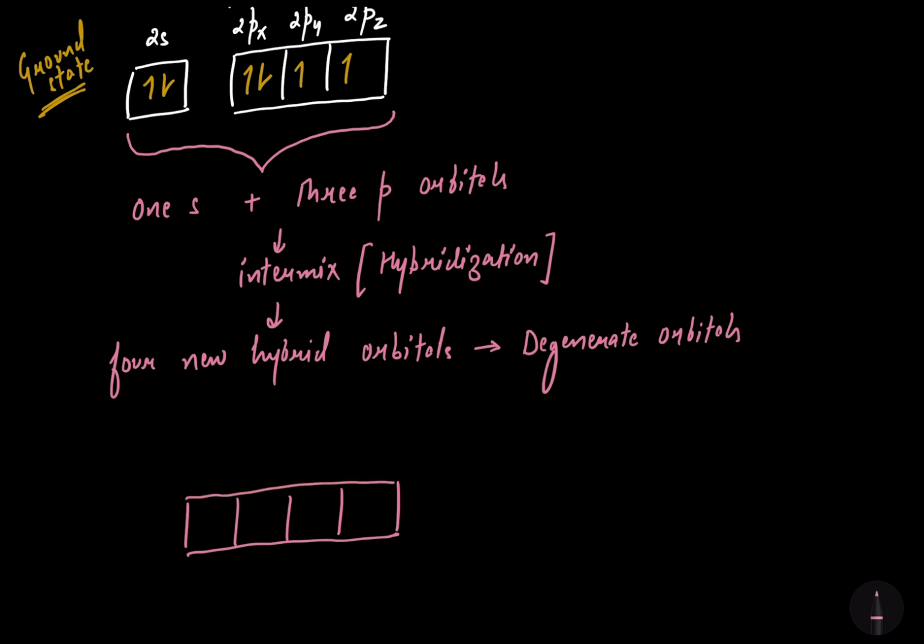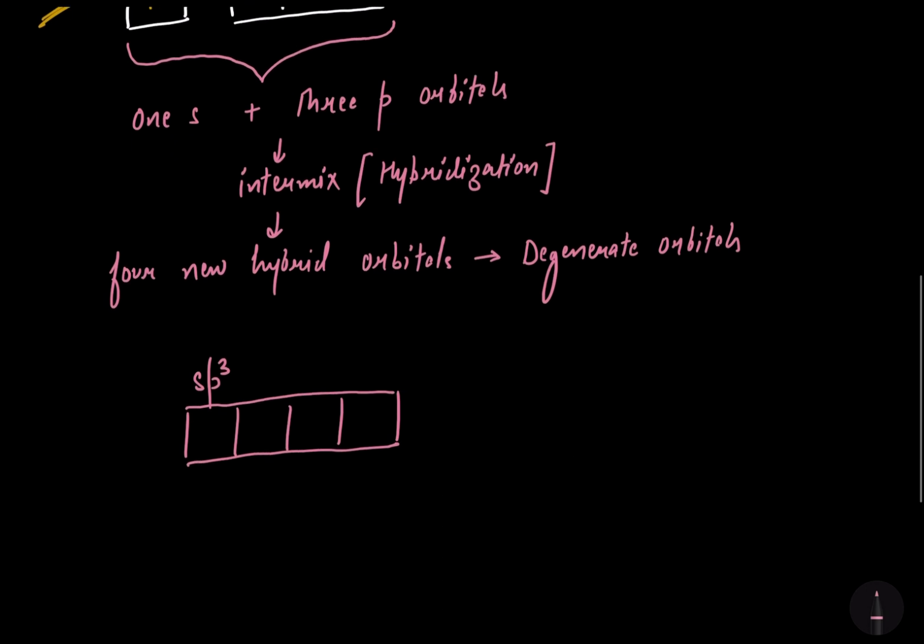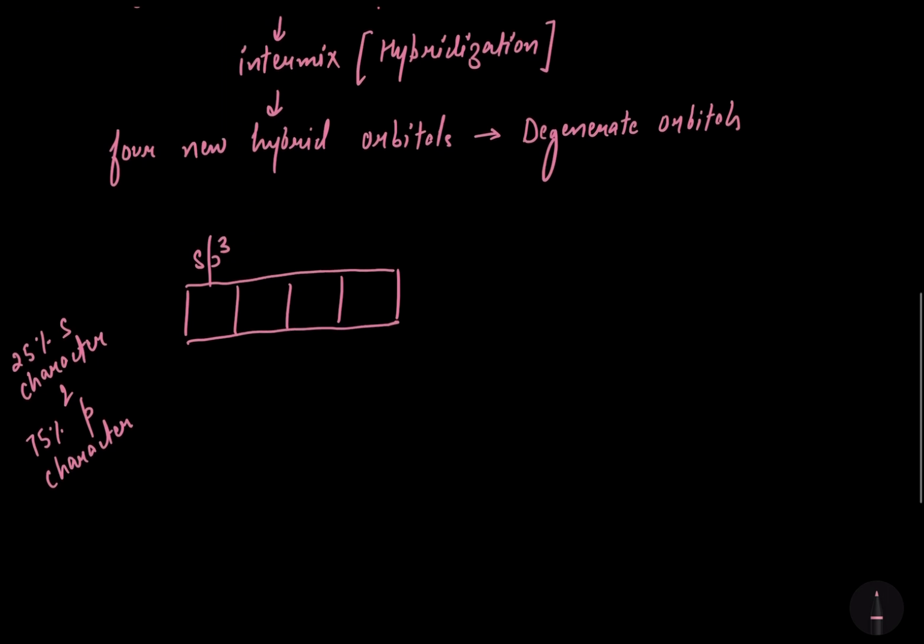Now what type of hybridization is this? Here the 1s and 3p are intermixing. So we are going to have the hybrid orbital in which we will be having 25% s character and 75% p character per hybrid orbital.